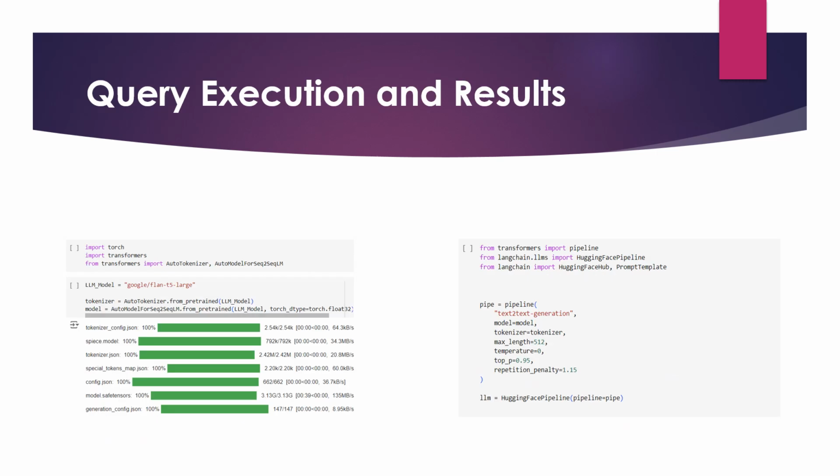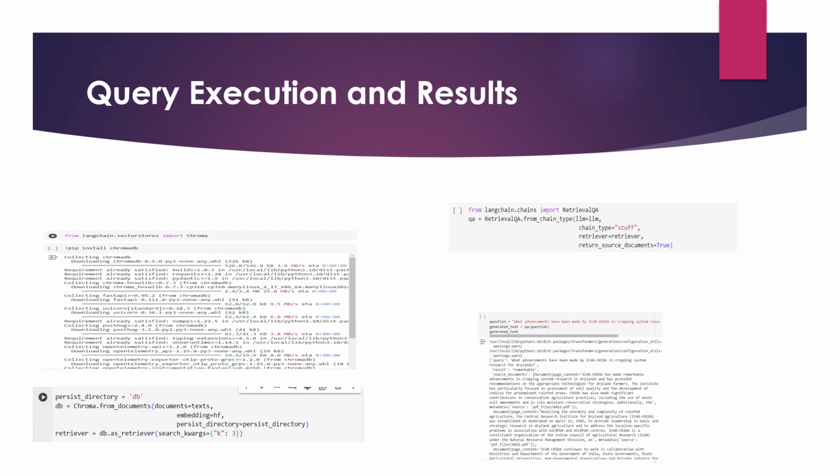Query execution and results. We tested the system with a query. We set up the language model and pipeline to generate text. Using a document retrieval and a question answering chain, we asked what are the major achievements of ICAR-CRIDA during the year 2022. The system processed the query, found the relevant documents, and generated a useful response, which was then displayed to the user.